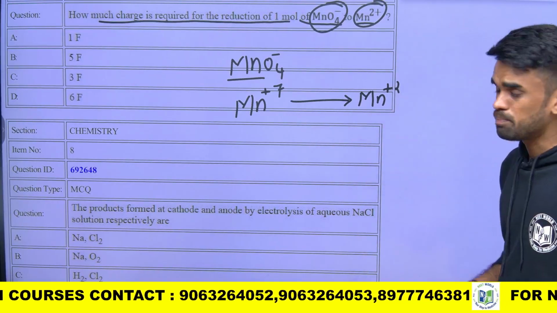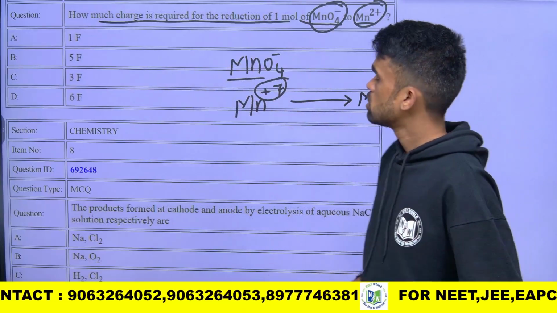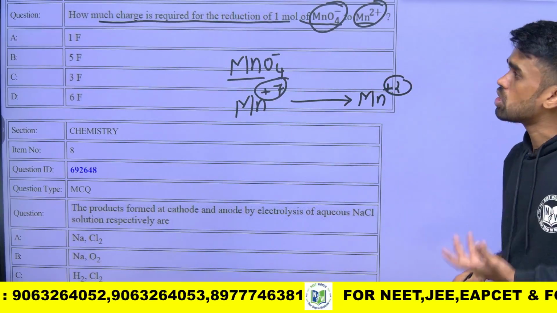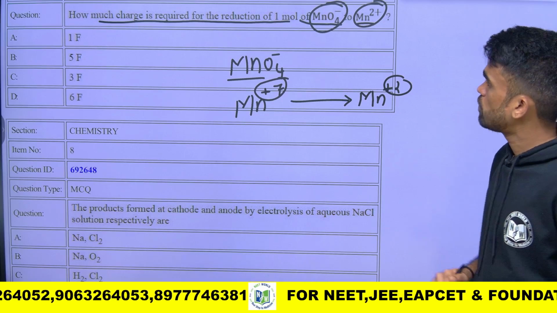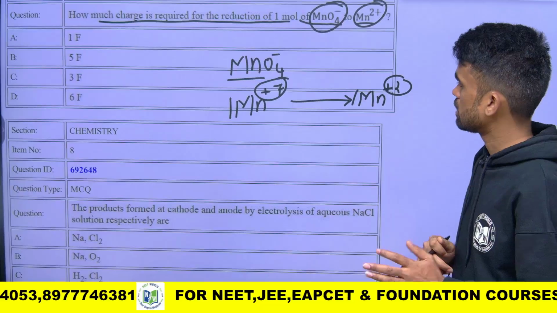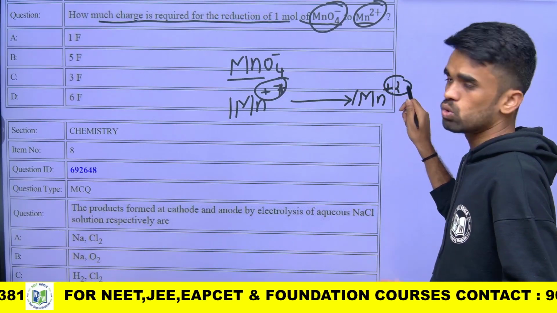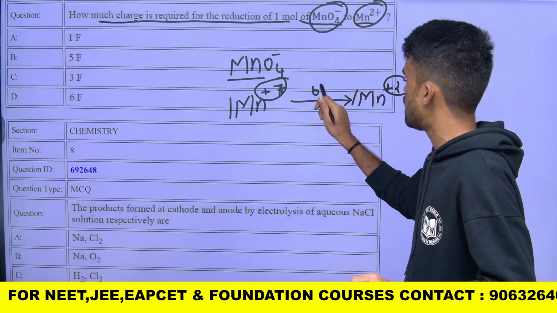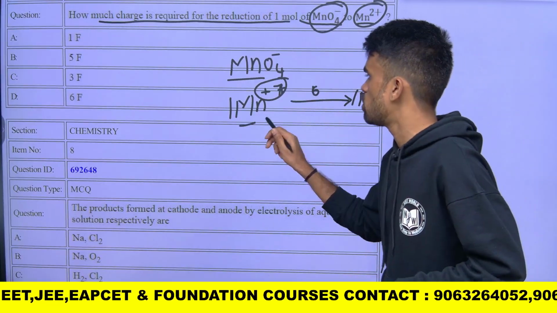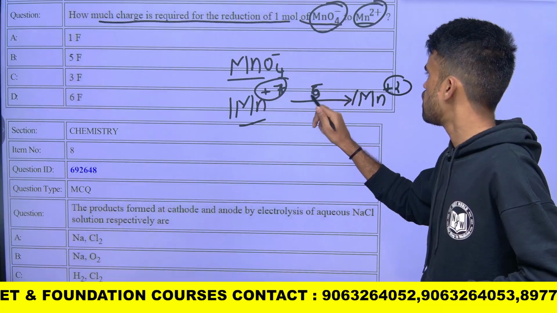So for this, plus 7 is reduced to plus 2. This is what the question is asking. For this conversion, how much charge is required for 1 mole? For decreasing this number from 7 to 2, we require 5 moles of electrons. For each mole of manganese plus 7 to plus 2 conversion, we require 5 moles of electrons.